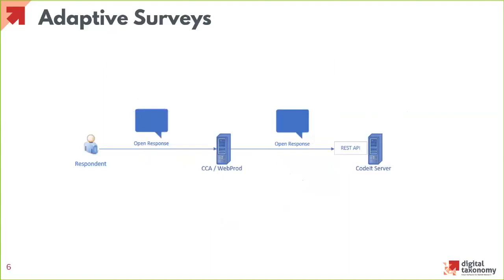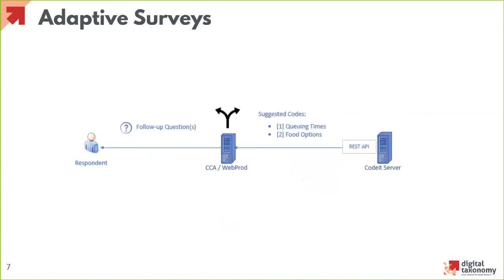The respondent gives us the open response in the survey, and that response is then sent by Askia back to WebProd, and then CCA will route that open-ended response onto the Codeit REST API. In response, Codeit will send back the codes that it thinks that particular verbatim should be coded as, and then the routing within the Askia KES file is activated, and the relevant follow-up questions are asked according to the routing logic defined in the questionnaire.